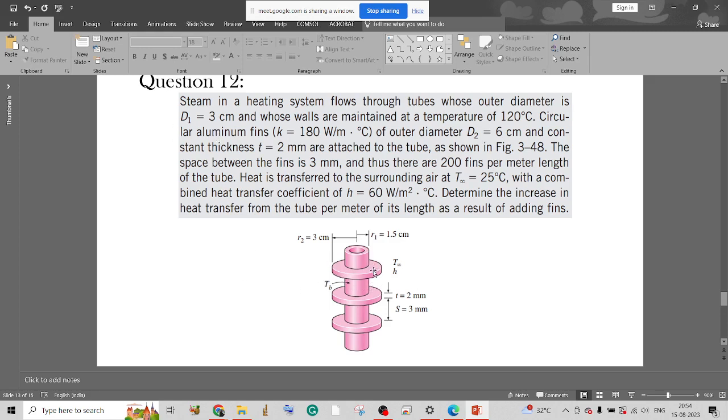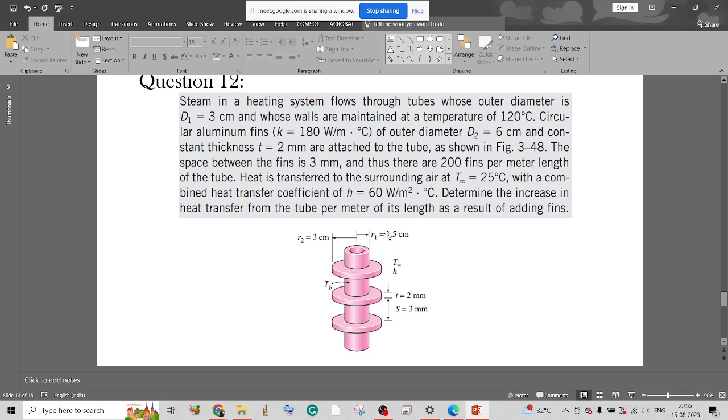So for the annular region it will be 2 pi (R2 minus R1), where R2 means the outer diameter of the fin, and R1 means the outer diameter of the tip. That will give the area of this portion. The area of this other portion is just the perimeter of the fin, 2 pi r, into the thickness. In the same way as for a cylinder, 2 pi r l, so this will be 2 pi r t, where t is the thickness. This will give the total area of the fin.